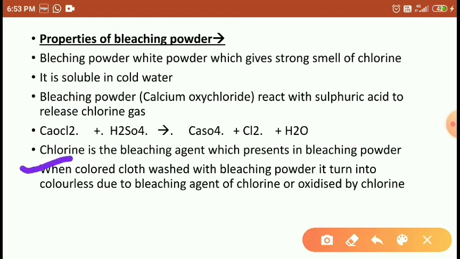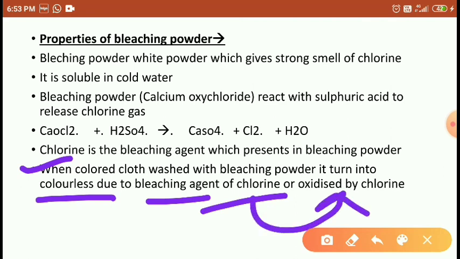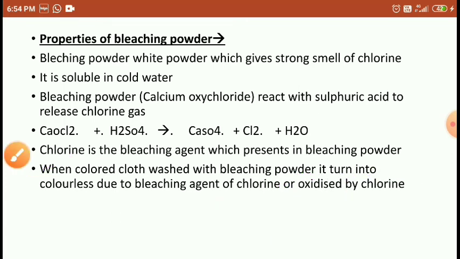When a colored cloth is washed with bleaching powder, it turns colorless due to the bleaching action of chlorine, which is also called oxidation by chlorine. Right students? So whenever a colored, stained cloth is washed with bleaching powder, the chlorine removes the colored stain. That's why it is called oxidation by chlorine. Right?